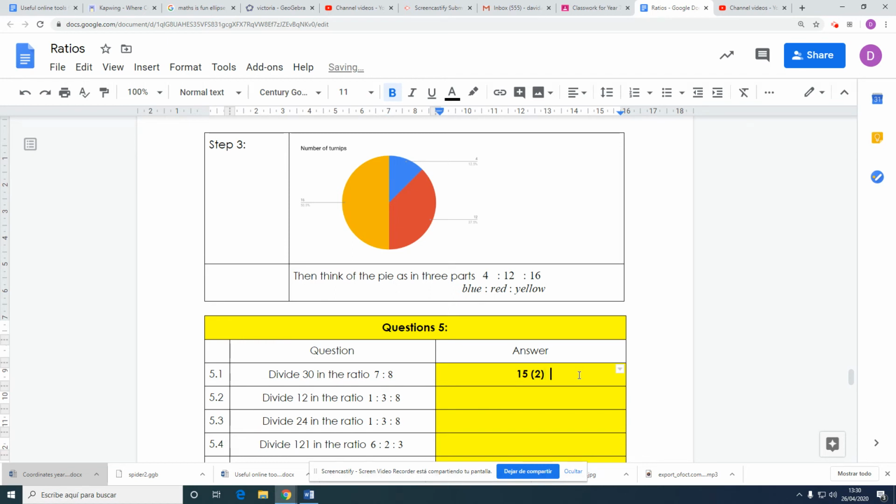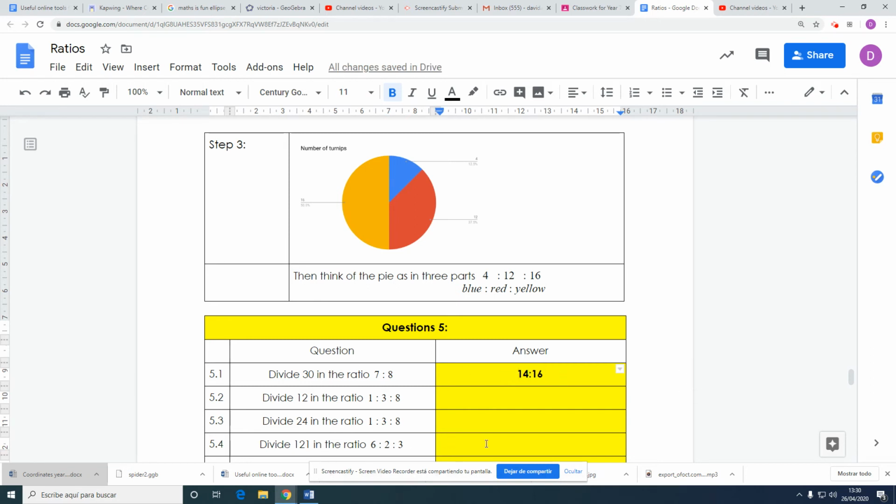So now I can do it. 7 pieces and each piece is 2 big. That's 14. And now I need 8 pieces and each one is 2 big. That's 16. And then we can erase the step like that.